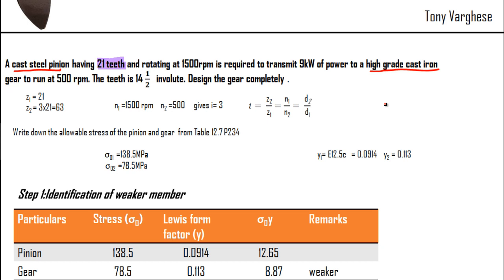Now let us go into the solution. See, this is a type 1 question. As I have told you, type 1 consists of the data about the number of teeth. Here it is given. So we have the value of Z1 as 21, and using the ratio Z2 by Z1 equal to I, we can find out the value of Z2 as 63.